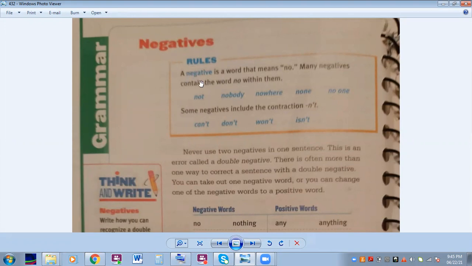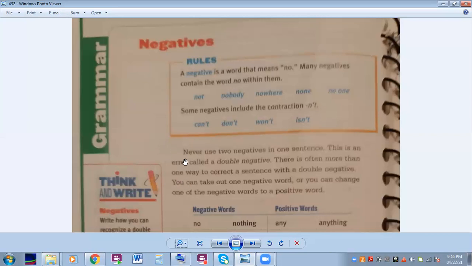Alright, so what is a negative? A negative is a word that means no. Many negatives contain the word no within them, like not, nobody, nowhere, none, no one. Some negatives include the contraction for not, like can't, cannot, don't, do not, won't, will not, isn't, is not.